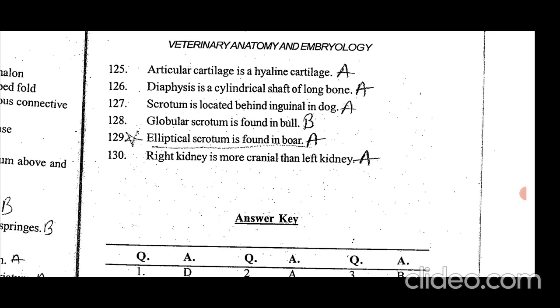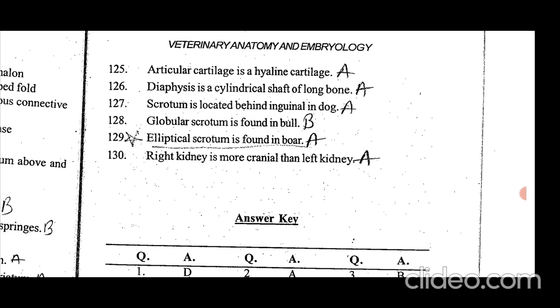Where is the elliptical scrotum found? The globular scrotum is the shape in the bull, but the boar has an elliptical scrotum.